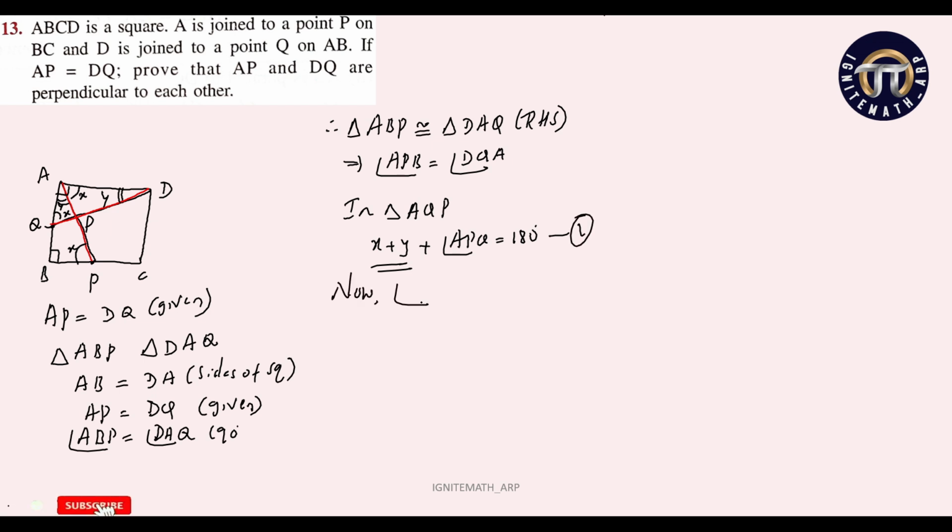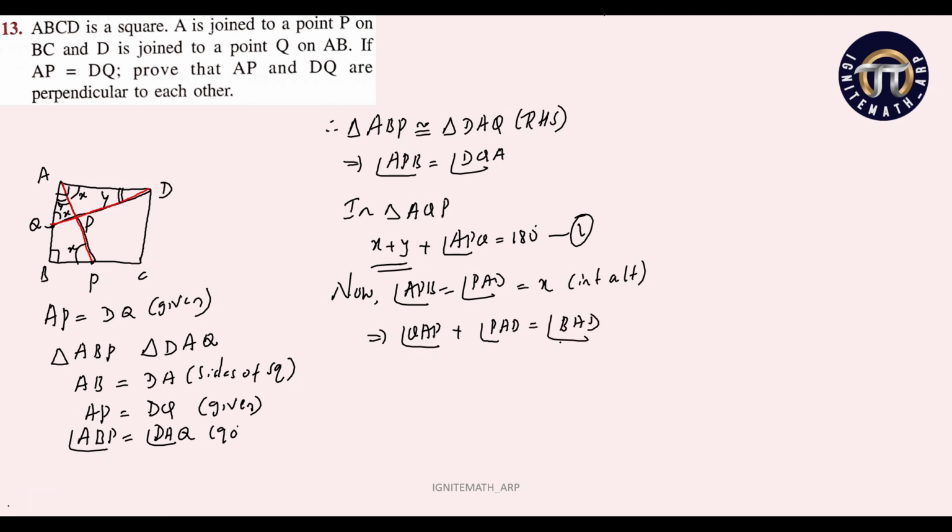Now angle APB is equal to angle PAD is equal to x degrees, interior alternate angles. This also has x. That implies angle QAP plus angle PAD is equal to angle BAD. QAP is y, we have taken. PAD is x, we have taken. BAD is how much? Angle of a square, that is equal to 90 degrees. So x plus y is equal to 90 degrees. I call it equation 2.